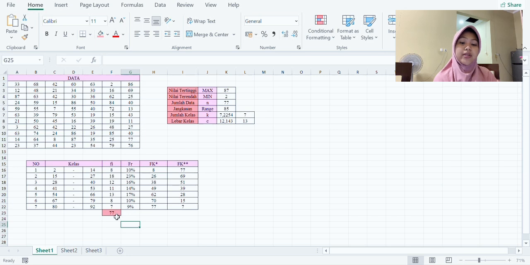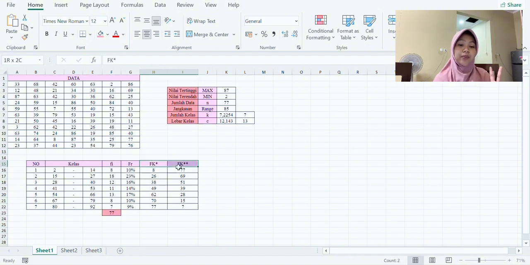The sum of frequency is 77, which matches our total data count. The column labeled F represents the frequency, how many data points fall within each class. The column FR represents the relative frequency, expressed as a percentage of the total.